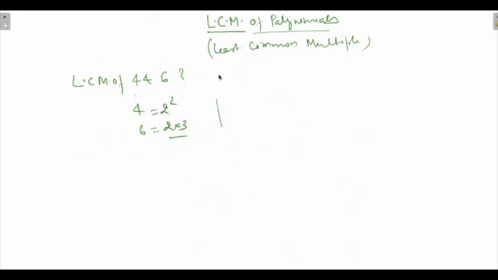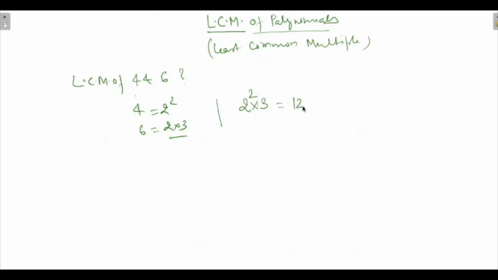So in this case, what we do, we try to take the highest value of the prime factors, not the highest common factor. So in this case, the common number was 2 here. So this is not common, but the highest power. So I take the highest power, which is 2 square. Then 3 is not available here, so simply I will multiply it by 3. Okay. So now this 2 square into 3 will be 12.